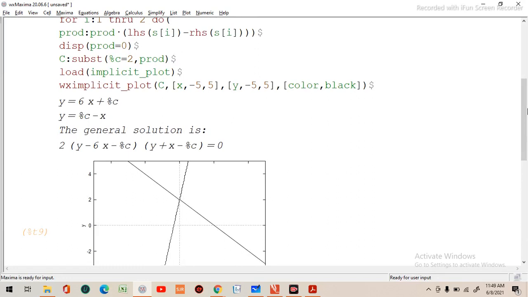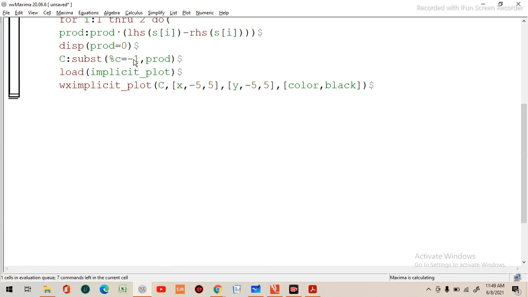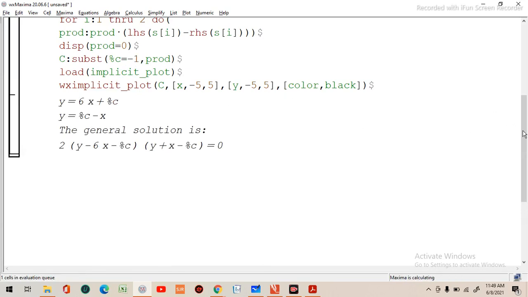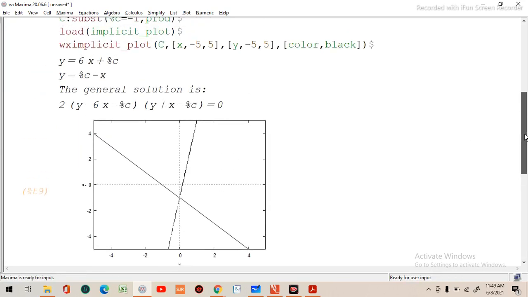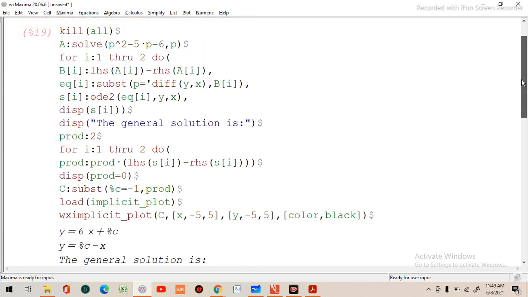Where is it intersecting now? At 2. It is intersecting at 2. So when we put minus 1, what should it be, where should it be? Minus 1, below the y axis. Is it understood? So this is our program.